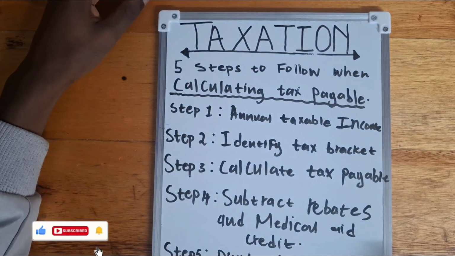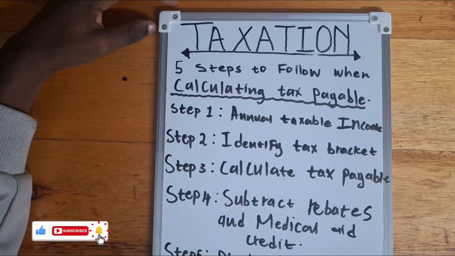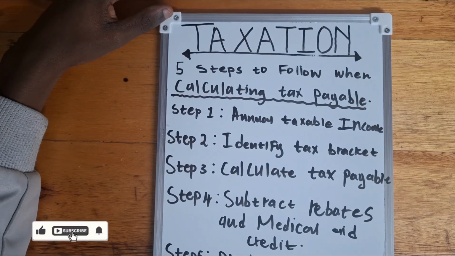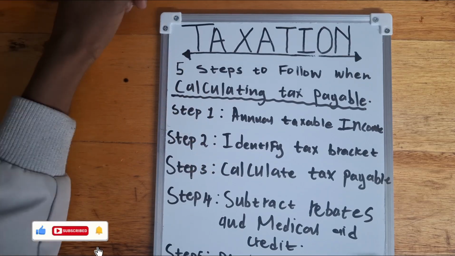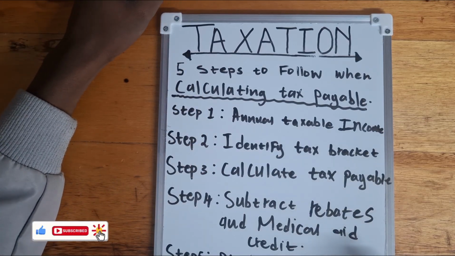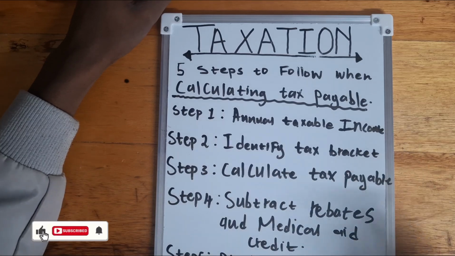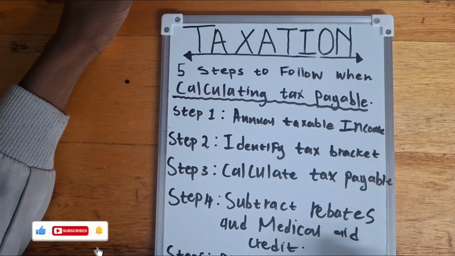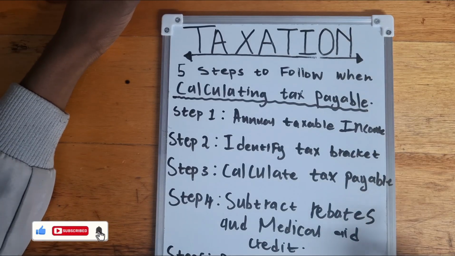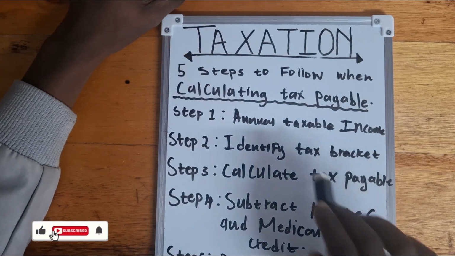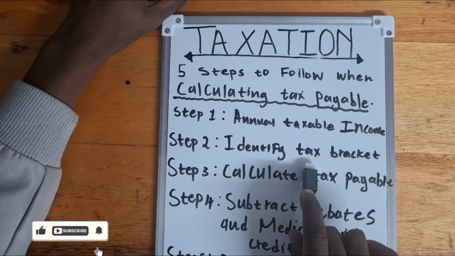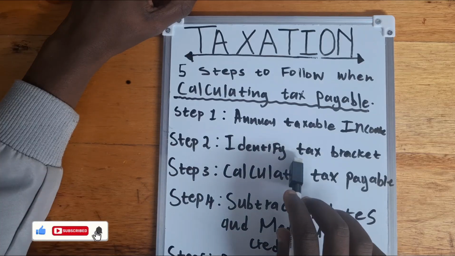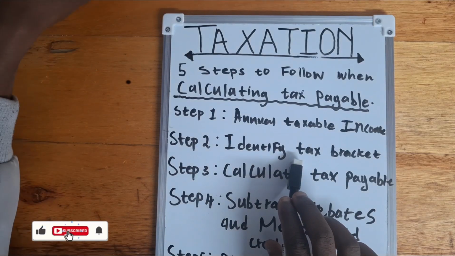So, in order to calculate the annual tax payable, there are 5 steps that you must follow. These 5 steps will guarantee you that you get the most accurate and mark collecting tax payable. Step 1 is you must calculate the annual taxable income. Step 2 is you must use your annual taxable income to identify the tax bracket. And then step 3, you must calculate the tax payable according to the tax bracket that you actually identified.